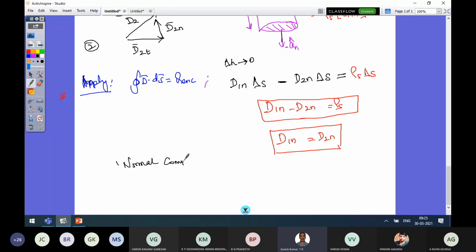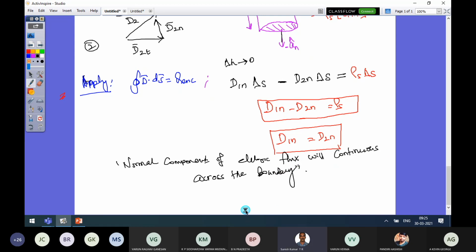Normal component of electric flux, or you can consider it as flux lines. The flux lines which are perpendicular to the boundary will be continuous across the boundary. Continuous means it won't undergo any change across the boundary or interface.